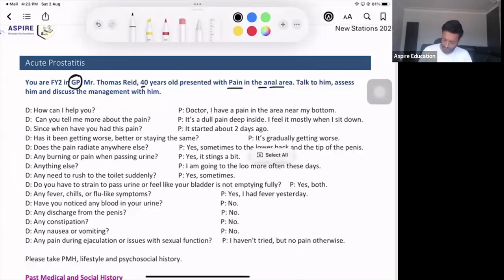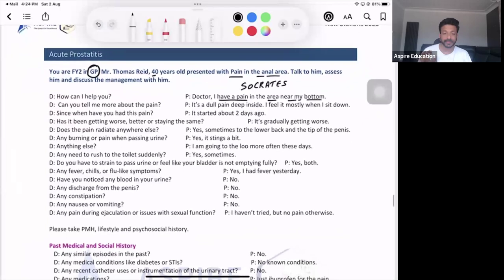How can I help? Doctor, I've got pain in the area near my bottom. Okay, so any pain, what are you going to do? As simple as that, you will do SOCRATES. You'll try to understand what exactly is going on here. So the patient says it's a dull pain and it started a couple of days ago, and I feel it's getting worse. Does the pain radiate anywhere? Sometimes I can feel it in the lower back or the tip of the penis. Any burning sensation while passing urine? Sometimes, yes.